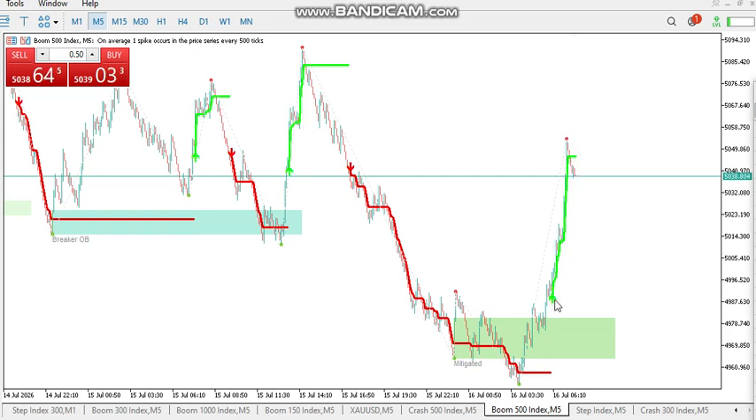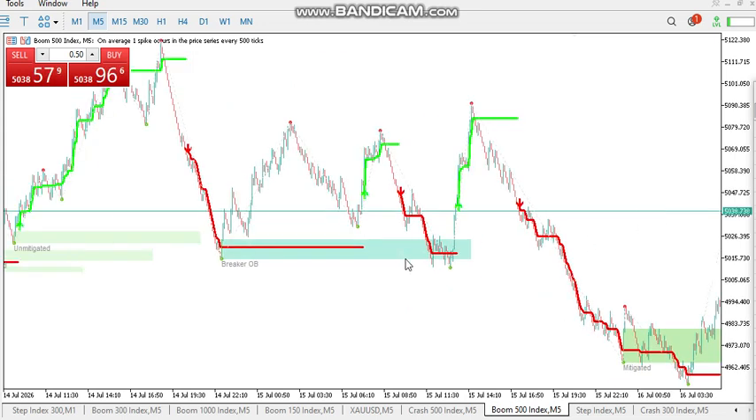Just imagine, this is a 5-minute time frame. Just imagine how much spike we are going to be catching from this particular move. And also let's go to this. We see our breaker level here. We see our breaker OB level here.